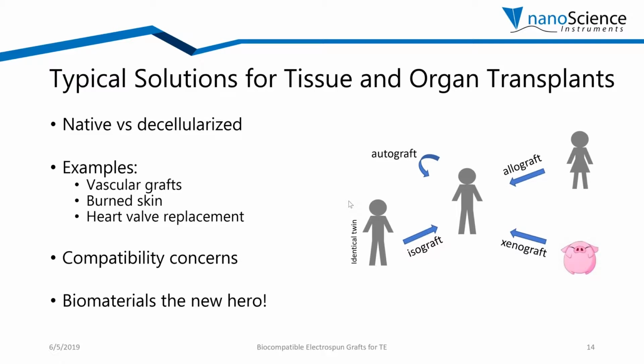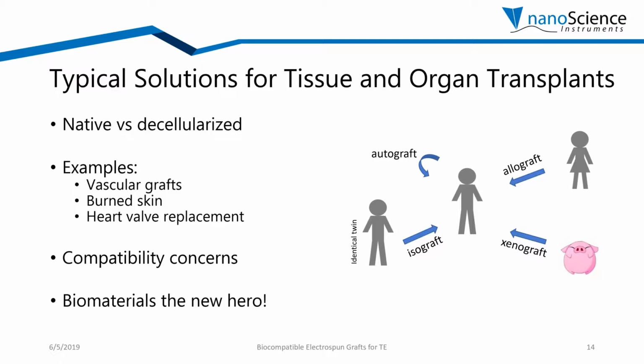There are multiple ways in which tissue or an organ can be transplanted into a patient without the need of tissue engineering. For example, if we look at this diagram, we have a few different examples. Autograft, in which the tissue comes from the same patient. Isograft, where an identical twin donates the tissue or the organ. We also have allograft, in which the tissue or organ is donated from another individual of the same species. And finally, we have xenograft, in which the tissue or organ comes from a different species. Some examples include vascular grafts, like blood vessels, tissue for burn skin replacement, heart valve replacement, among others.